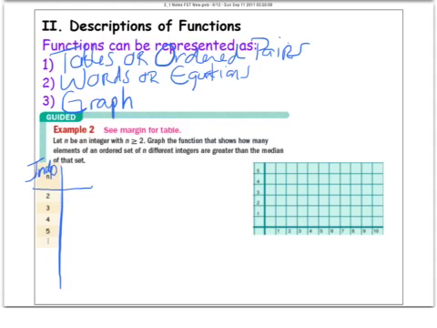Graph a function that shows how many elements of an ordered set of n different integers are greater than the median of that set. Okay, so what this says is kind of tricky. How many elements of the set are greater than the median of that set? So that's going to be our output. And I'm just going to put that over here. The output or the dependent variable. And I'm going to put what the set looks like here. This tells me the set has to have 2 elements. So I have to have a set such as 2 elements.